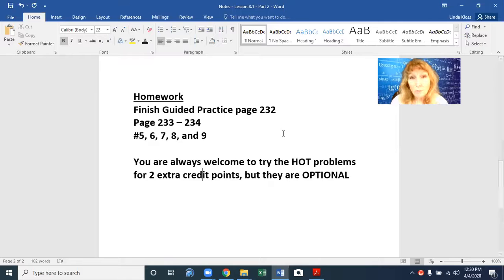And then you're always welcome to try the hot problems. A lot of you are doing those higher order thinking problems, which is great. And I've decided I'll give 2 extra credit points if you want to try those. You don't have to get them right, but you have to show that you tried them. Those are optional. Don't feel like you have to do them. But if you want to, I'll leave that up to you.